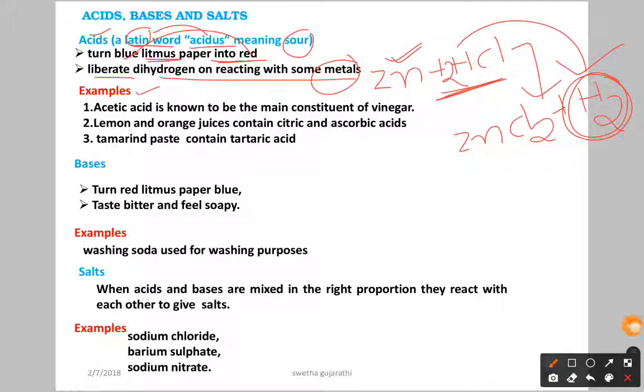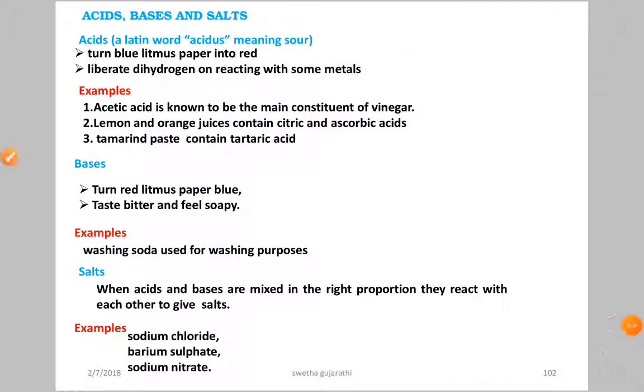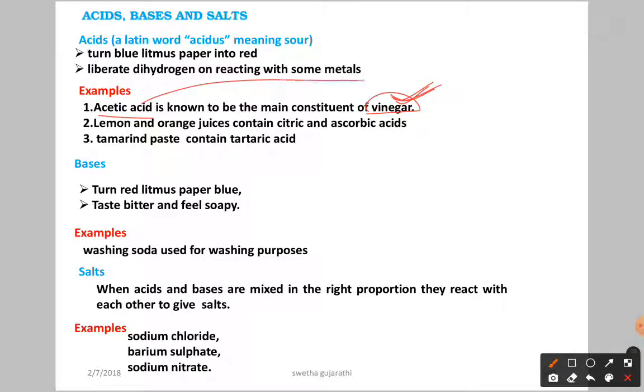Now let us discuss the examples. Acetic acid is known to be the main constituent of vinegar. As you know very well, in our households we use vinegar, which contains acetic acid. What is the formula of acetic acid? We already discussed it in the previous video. It is CH3COOH. This is the acetic acid formula.